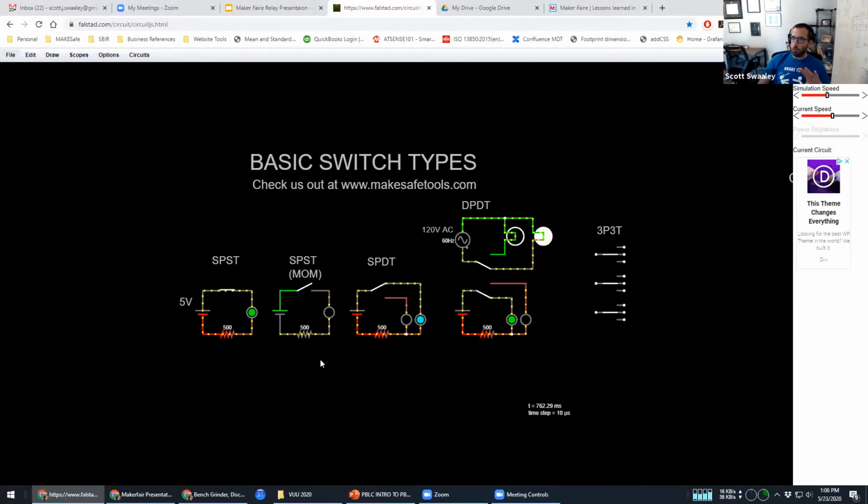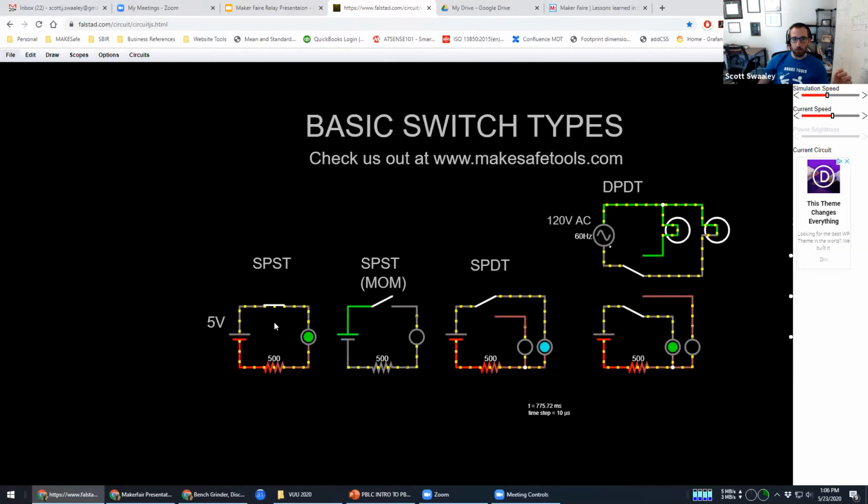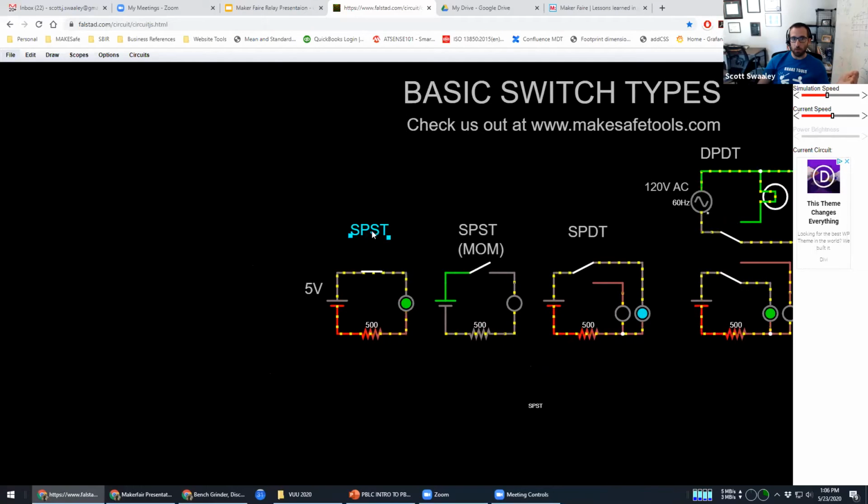So I'm going to start with just a quick little bit of context so everyone can be starting from the same point on switches, specifically the different types of switches. To start off, most people are familiar with what's called a single pole, single throw, SPST switch.